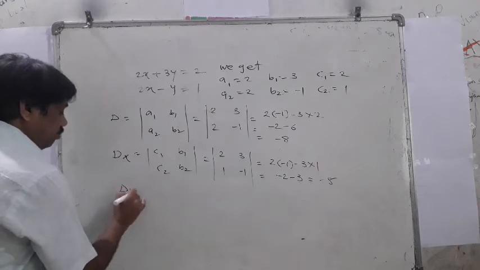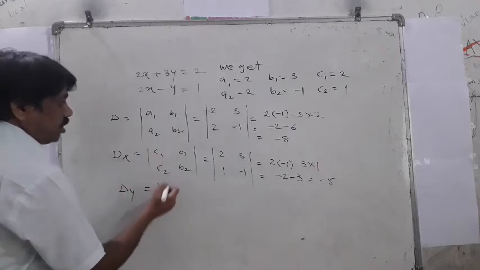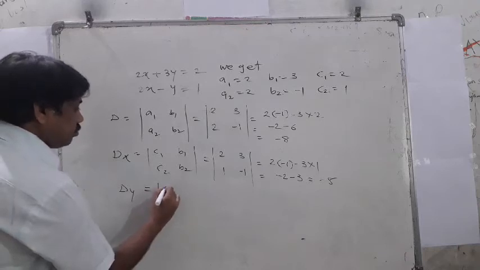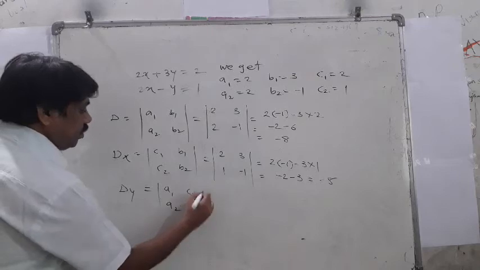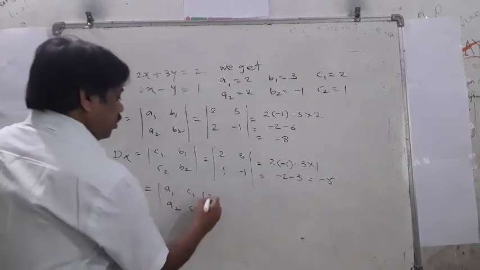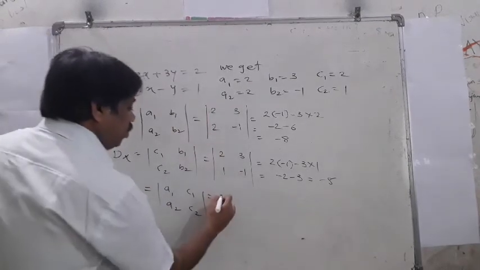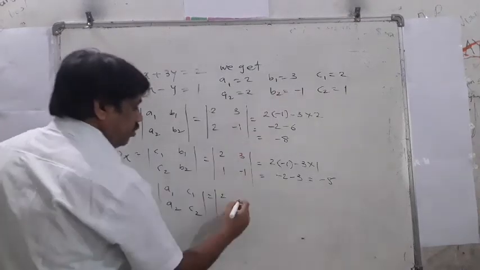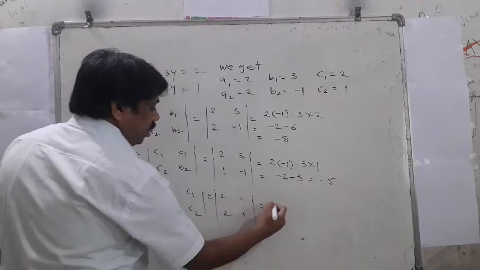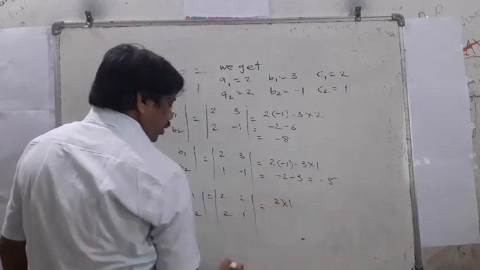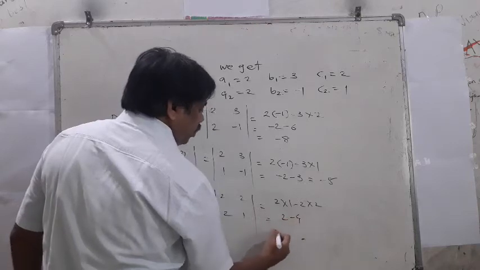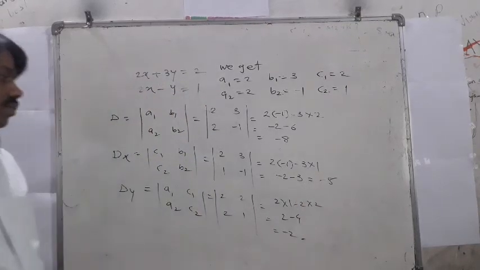And now dy, if you remember, it was A1, A2, C1, C2. Now write down the values of A1, A2. They are both same, 2, 2. C1, C2. The values are 2 and 1. Okay. Then cross multiplication, 2 into 1 minus 2 into 2. 2 into 1 will be 2 minus 4, it will be -2.